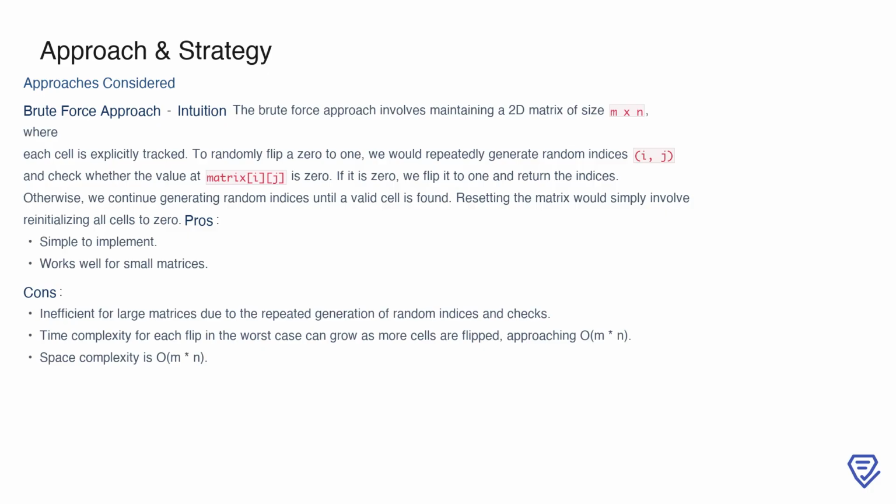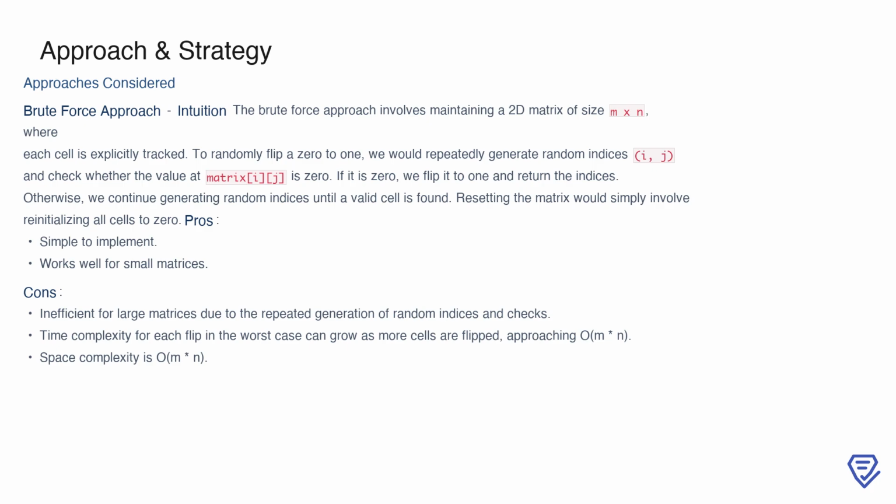To flip a 0 to 1, we randomly generate indices i and j, check if the cell at matrix[i][j] is 0, and if so, flip it to 1 and return the indices. If the cell is already 1, we continue generating random indices until we find a valid 0 to flip. Resetting the matrix is simple. We just reinitialize all cells back to 0.